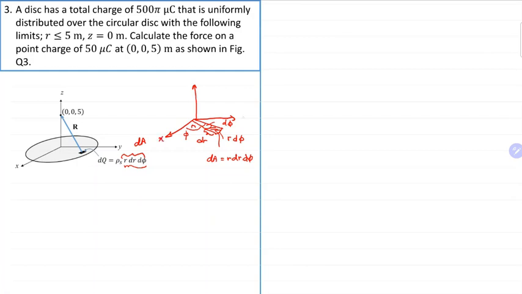So this is x, y, and z. And then we can define any point in our cylindrical coordinate system as a radial distance, and then our angle, or our azimuth angle, and then z.